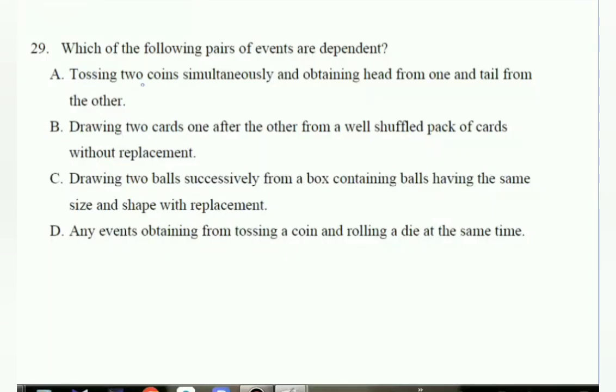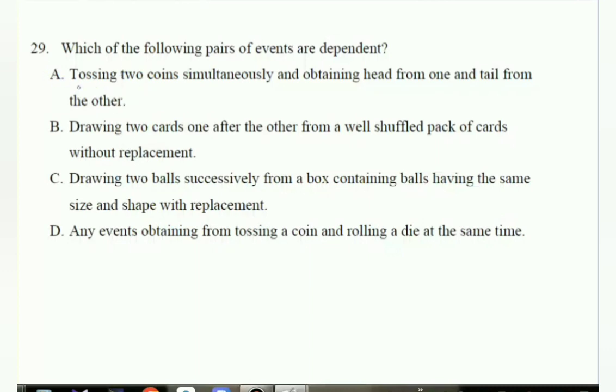Which of the following pairs of events are dependent? First of all, we need to know the definition of dependent and independent events. Two events are said to be dependent if the occurrence of one event affects the occurrence or non-occurrence of the other event. Otherwise, it is independent. So, based on this definition, we will try to see which of these events are dependent.